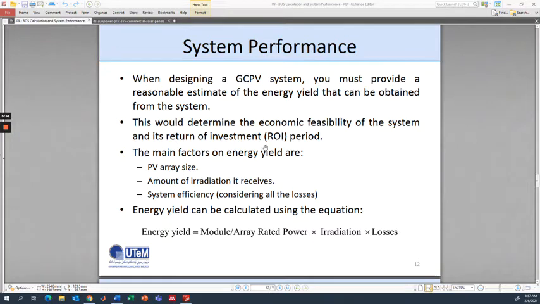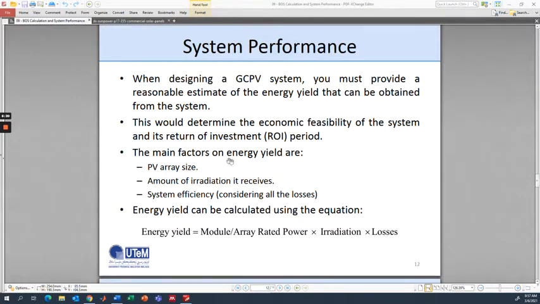That's number one. Another important thing is when we have a benchmark. For example, we expect the output to be some value, and if that value is achieved, the return on investment is, for example, 3 years. If when we check, the output is lower than what we expected, then we know there's something wrong with our system, and we can do some troubleshooting and investigation to identify the source of the problem. Those are the two main reasons why we conduct a system performance study.